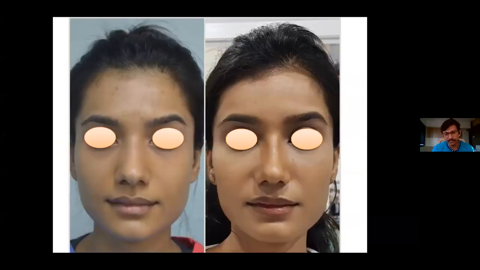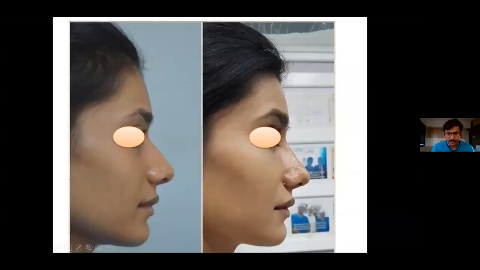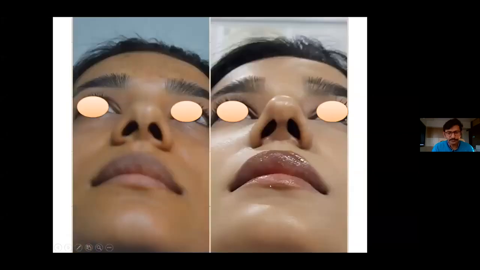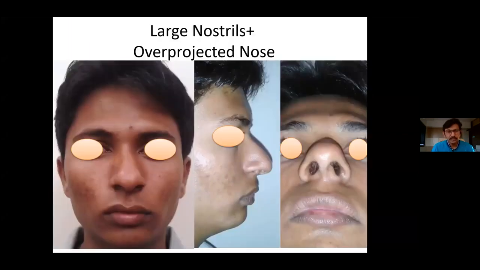So here she was, the bifidity is gone. We could control the tip width, we could decrease the tip width, we could give good dorsal aesthetic lines, and we could even decrease the tip width to some extent. Large nostrils and over-projected nose.